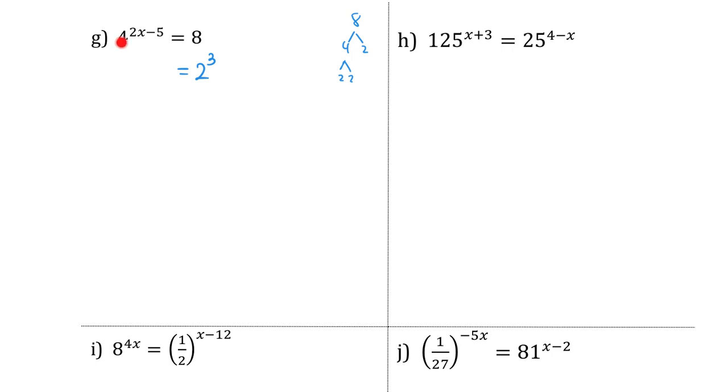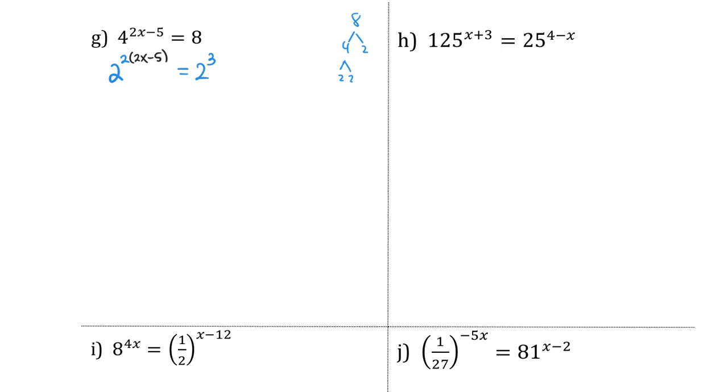Okay, but that still doesn't match. This is a 4, this is a 2. So now I need to think about the 4. Can I rewrite the 4 with the base of 2? Oh, sure, I can make it 2 squared. Okay, so let's make this 2 squared. Since the 4 had an exponent of 2x minus 5, I multiply the exponent.